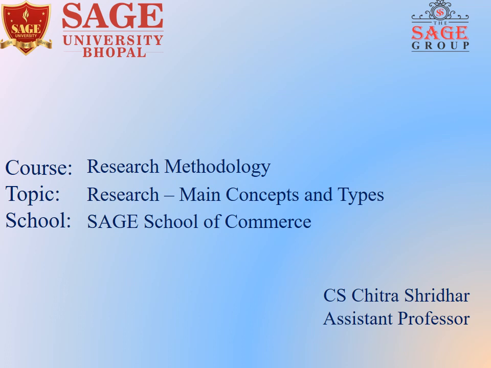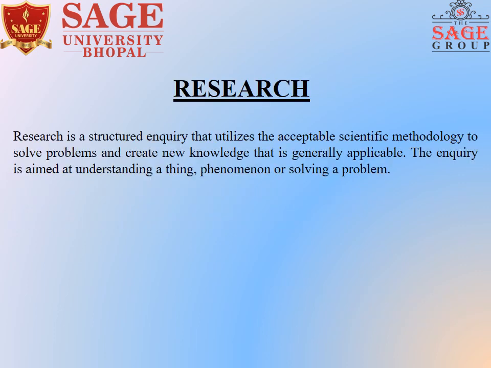Today, through this video lecture, I'll try to explain the main concepts of research and its various types. Let us quickly understand the term research. In layman's language, if we look at the word research, we'll see that it is formed of two words. One is re and the other one is search. Re means again and search means to find out. So we can say that it is a careful investigation or inquiry, especially to search for new facts in any branch of knowledge.